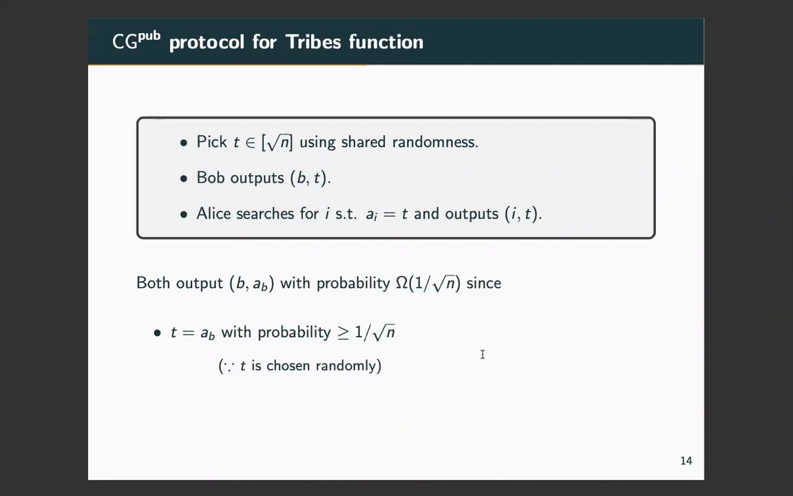Since t is chosen randomly, t equals ab with probability 1 over square root n. So both of them output b, ab with probability omega of 1 over root n. We have considered a special case where all of the AIs chosen by Alice are distinct. We will see that we can relax this constraint using hash functions when we generalize this protocol to all functions.